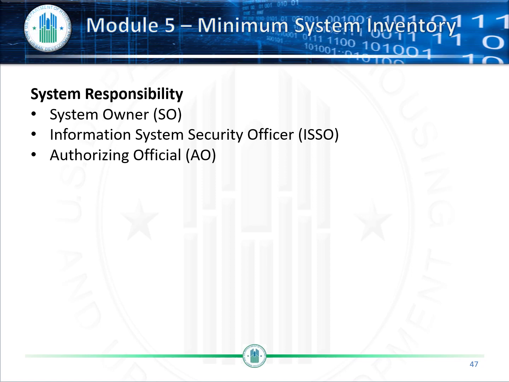System responsibility represents individuals who are responsible for the security of each system. They are the system owner, who provides a name and phone number of the system owner who is responsible for the day-to-day system operations. The ISSO, who provides the name and phone number of the person assigned operational security responsibility. And the authorizing official, or AO, who provides the name and phone number of the person authorized to accredit the system for operation.